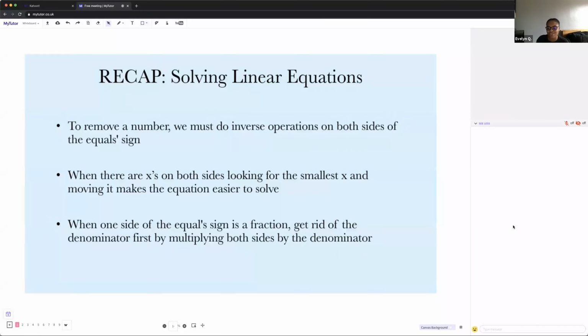Someone's already asked me a question, are we doing a Kahoot today? Yes, we will be doing a Kahoot at the end of the session. And I think quite a lot of people are in already. So let's get started with the recap.